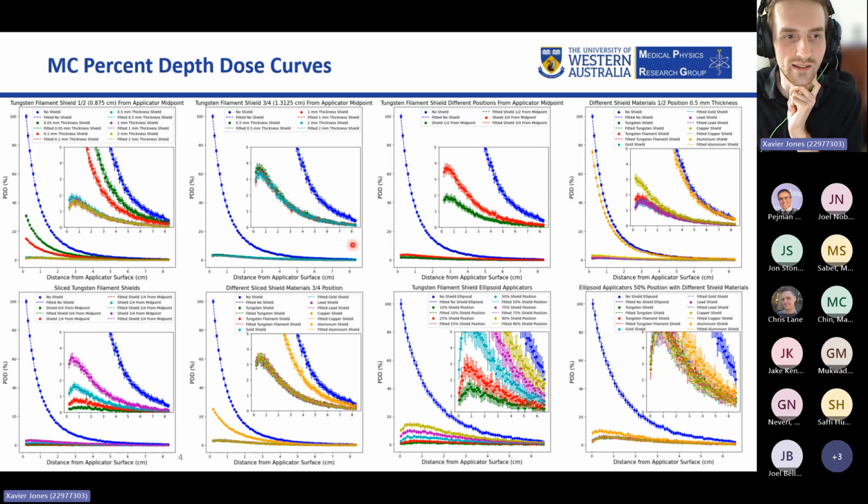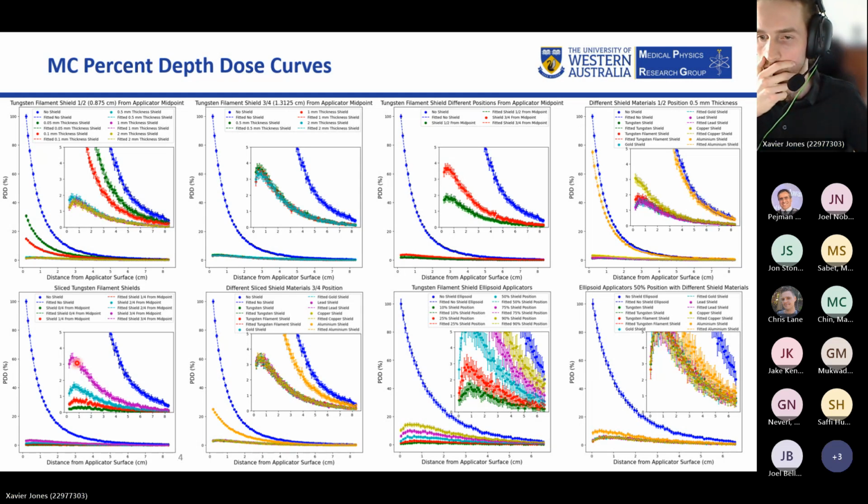However, comparing this to plot 3, it appears slice shields in similar positions to embedded shields provide slightly better shielding. So this is slightly higher than here, which is with the same position. Oh, this is slightly higher than here, sorry. And this indicates that the slice shields provide slightly better shielding, which is contrary to the conclusions drawn from the dose maps earlier, which were exactly the same.